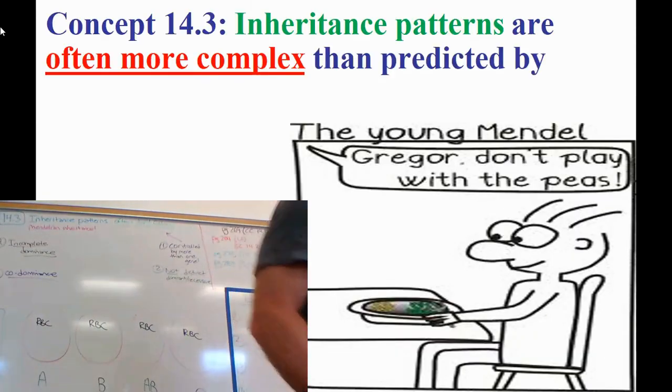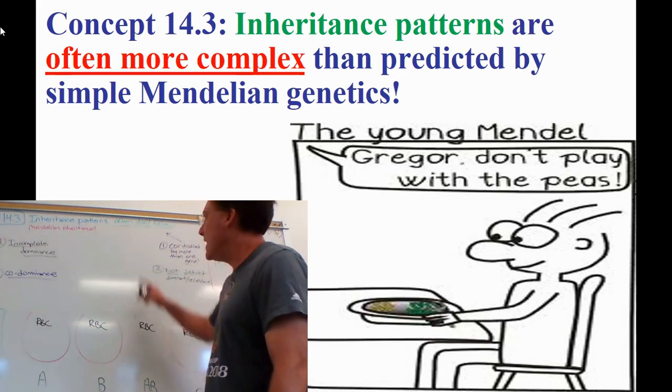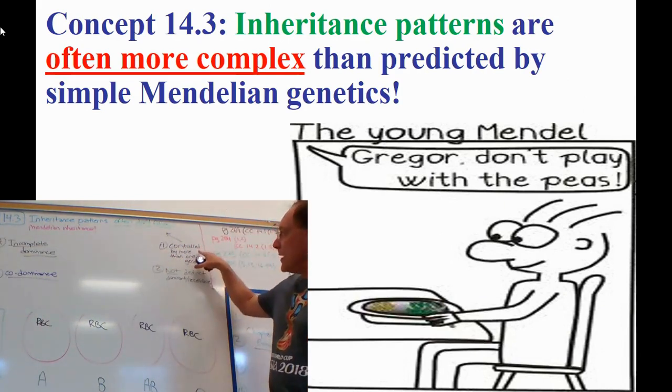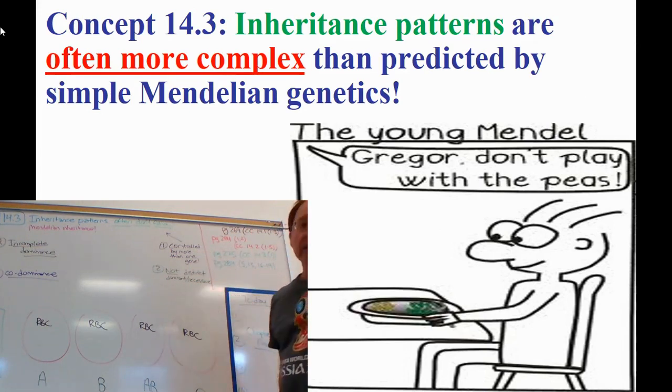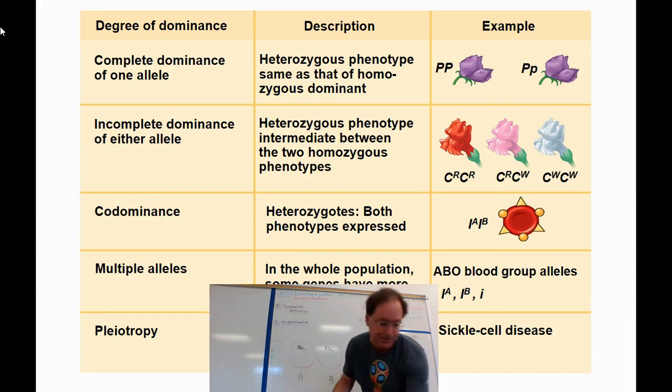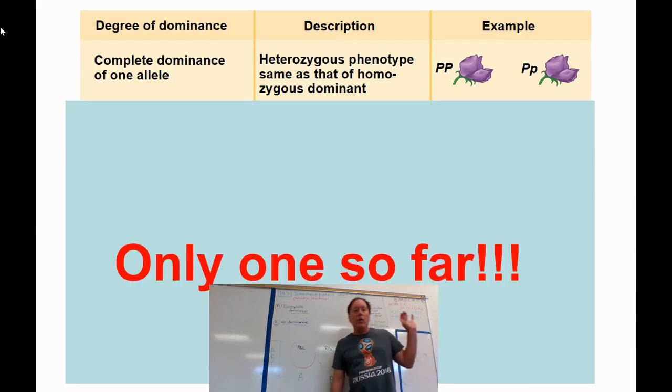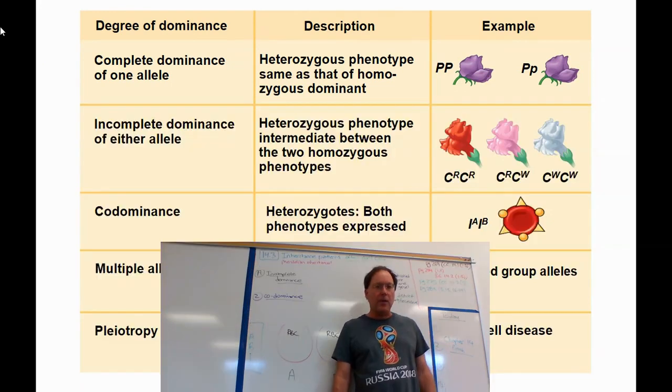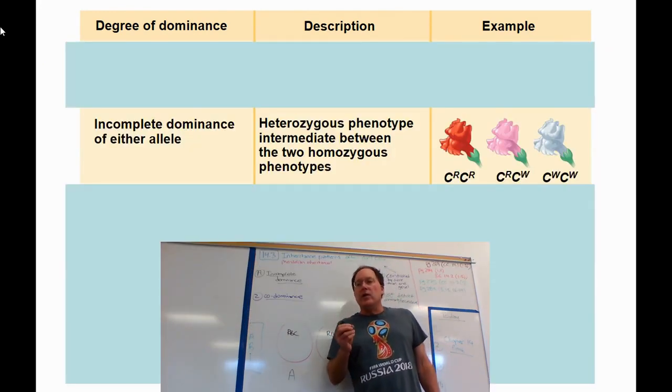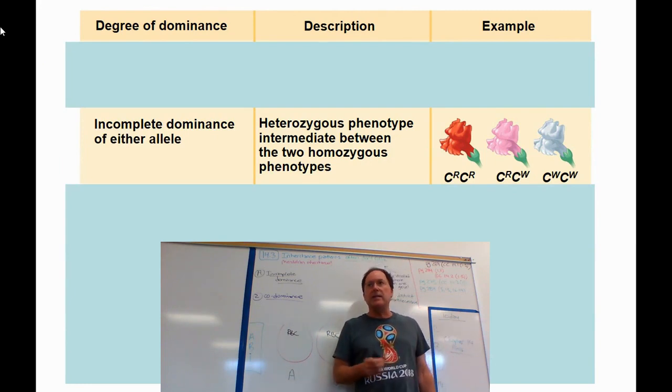So inheritance patterns are often more complex than predicted by simple Mendelian genetics. I've written up here, often they're controlled by more than one gene, and there's not a distinct dominant or recessive gene. If you look at this table that exists in your book, this is just to help you get organized. We've only gone through one of these, but there's definitely other ones, and I'm going to touch on a few of them right now. If you think of the term incomplete dominance, that just means that there's a dominant gene. And remember, the dominant gene doesn't suppress the recessive gene's protein from being made. It just is a more efficient and effective protein.